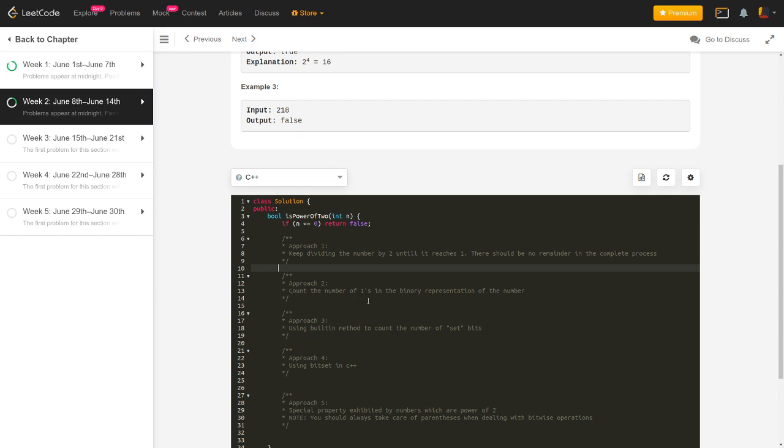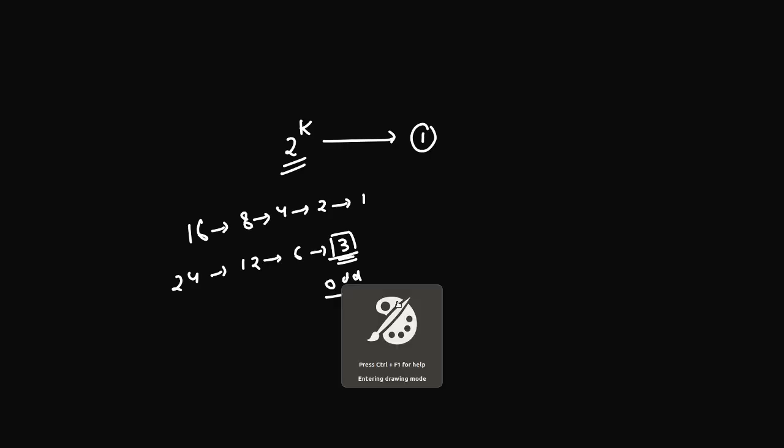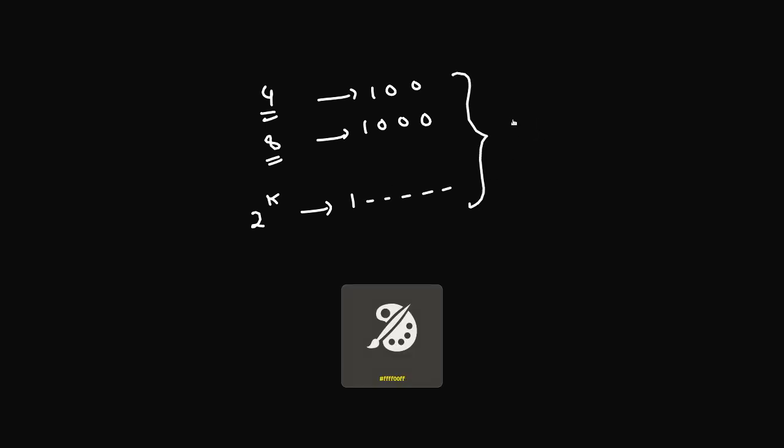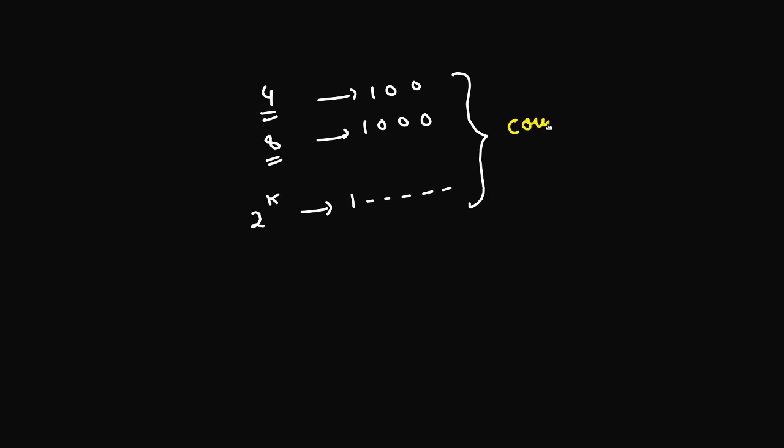So approach 2 is to count the number of ones in the binary representation of the number. When I say binary representation of the number, how is a 4 represented in a computer? A 4 is represented in its binary form. The binary form of 4 is 1 0 0. The binary form of 8 is 1 0 0 0. And any number which is of the form 2 to the power k, its binary representation will be 1 and then all the other zeros. Okay, so if I tell you one thing to observe, a constant, which is the count of ones.